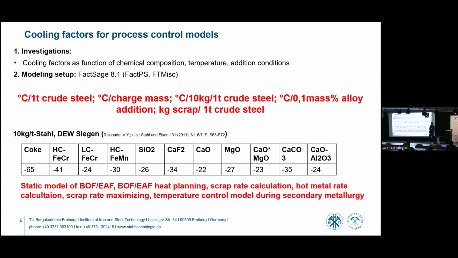In some steel plants, the cooling factor will be used with the unit Kelvin per 1 ton of crude steel, and can be Kelvin per charge mass, can be Kelvin per 10 kilogram per 1 ton. Yes, it is very, very different. It depends on the steel plant. Yes, it is not homogeneous. Here is one example from Deutsche Edelstahlwerke from Siegen, and you see in Siegen the people use the unit in 10 kilogram per 1 ton of crude steel.